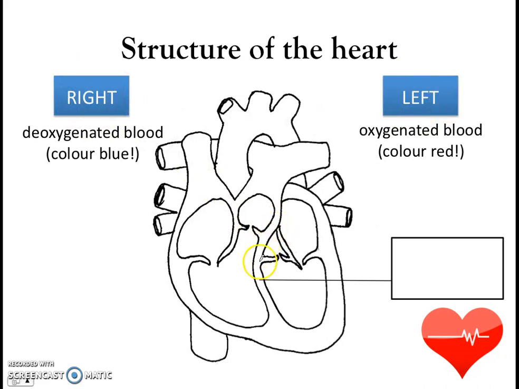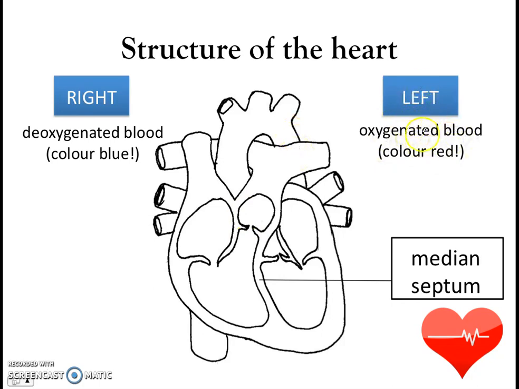Now in the middle, there's a structure that separates the left and right side of the heart, and this structure has a name. This is called the median septum. Median meaning the middle, septum meaning something that separates. So the median septum separates the left side of the heart from the right side of the heart. And as we shall see, this is really important because the left side of the heart and the right side of the heart contain different types of blood.